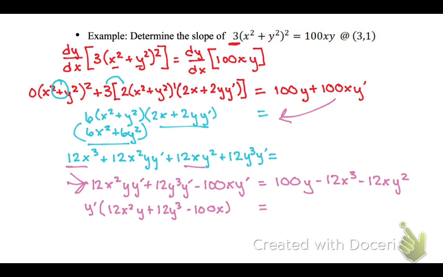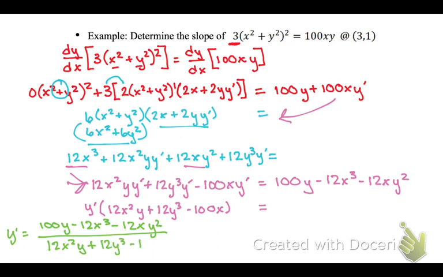And then y prime is going to equal... Next step is to do what? Divide. So 100y minus 12x cubed minus 12xy squared over 12x squared y plus 12y cubed minus 100.